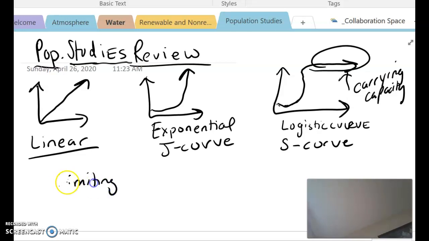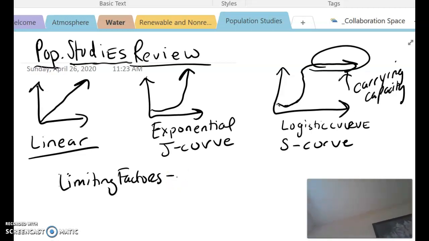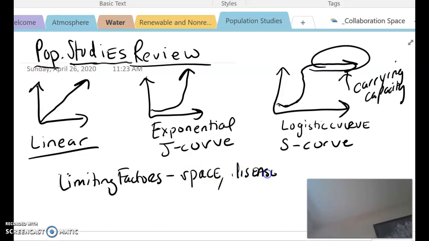What are limiting factors? These are things that keep a population from growing uncontrollably. One of our limiting factors for this virus is social distancing, okay? Space, in other words. So space could be one, disease, food, and water. These are all limiting factors, okay?